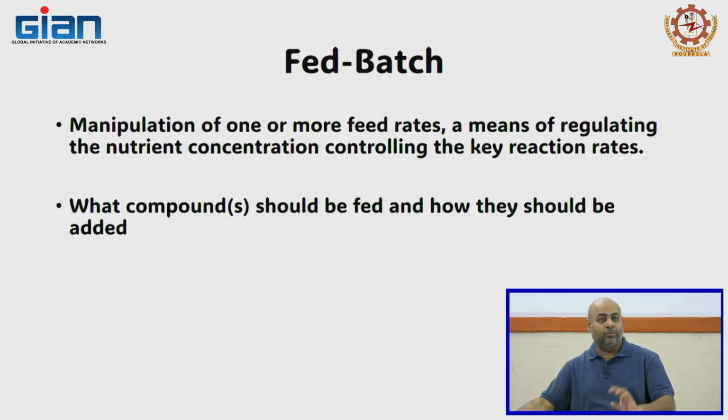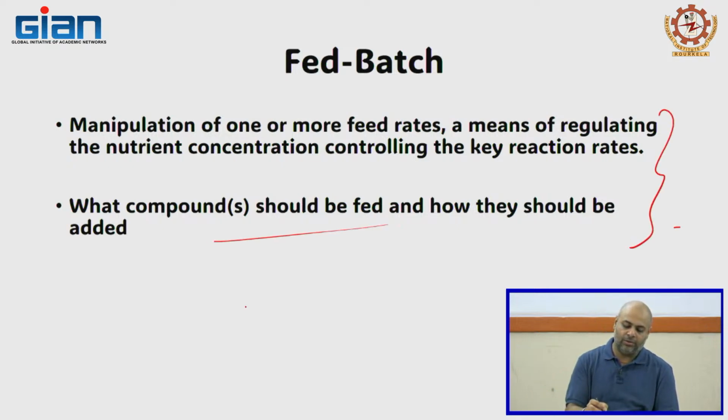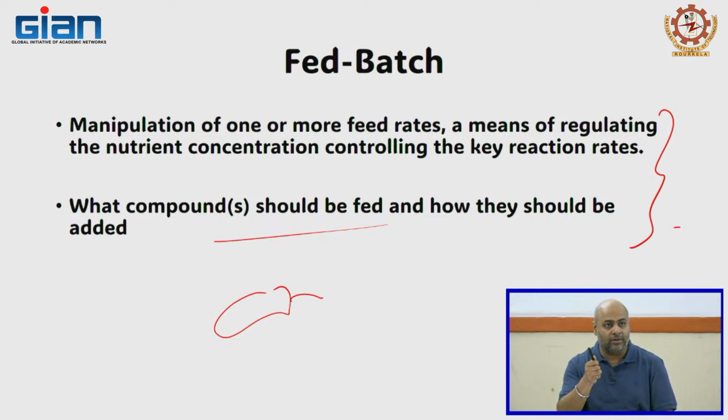So, manipulation of one or more feed rates is a means of regulating the nutrient concentration and controlling the key reaction rates. What compounds should be fed and how they should be added, those are the controls that we have. This benefits you when, let us say, there is a cell, as I was explaining at that time, that can actually use 2 or 3 different types of carbon sources, and depending upon the type of carbon source, it can develop different types of products, and your intention is to get all those products.